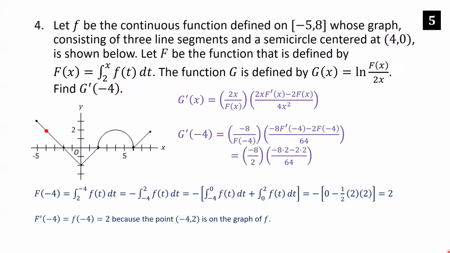All right, now we're ready to plug these values in. Capital F of -4 is 2. So we put a 2 there and a 2 there. And capital F prime of -4 is also 2, so we're going to put a 2 here as well. And that comes out to 5/4, or as a decimal, 1.25.